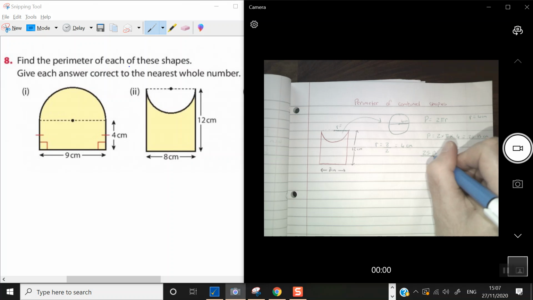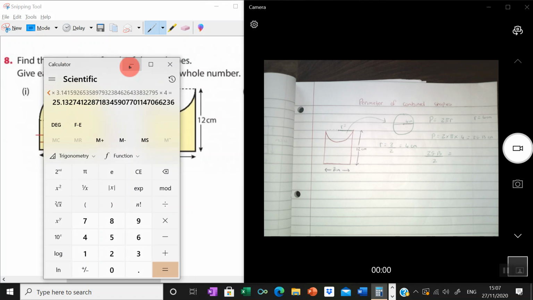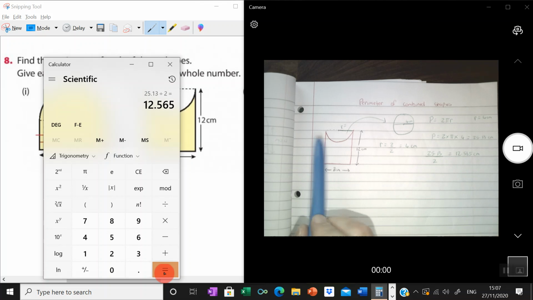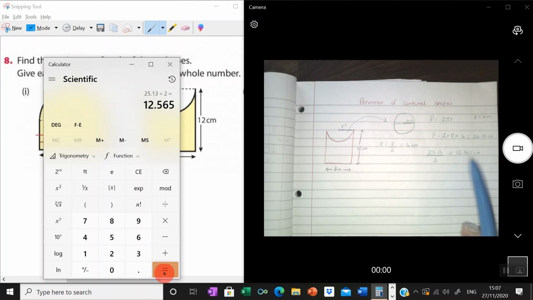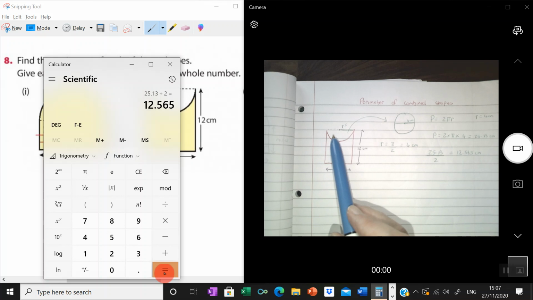So it's 25.13 divided by 2, which is equal to 12.565 centimeters. So basically this here is going to be the distance along here on this shape. So that's the first part of the shape that we've figured out the distance of, or the perimeter.